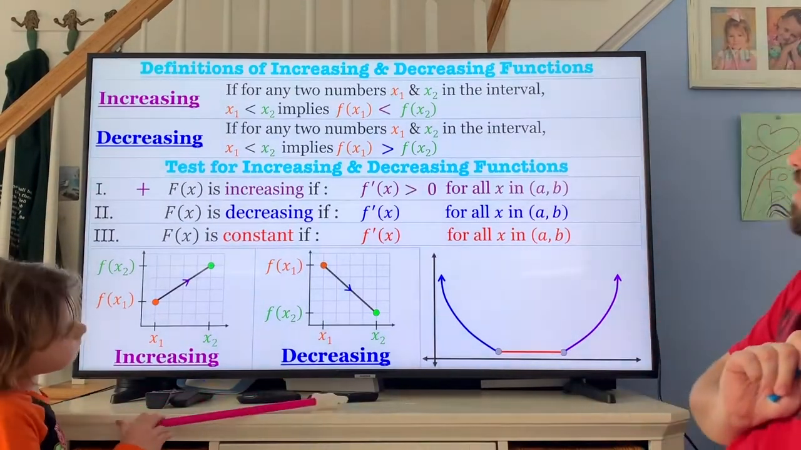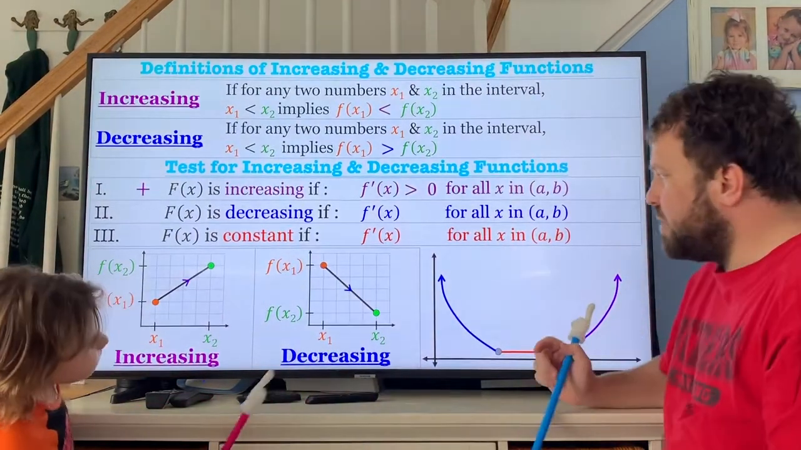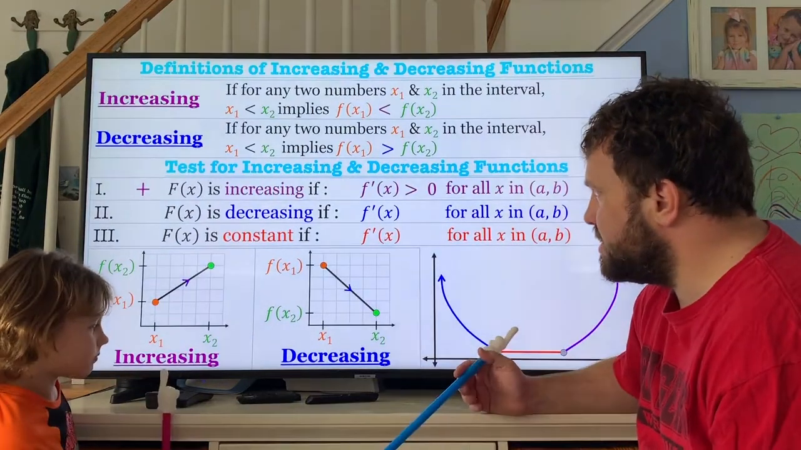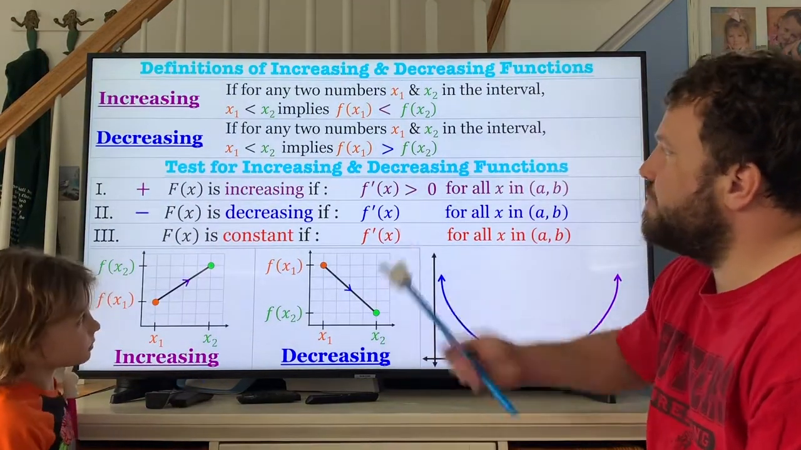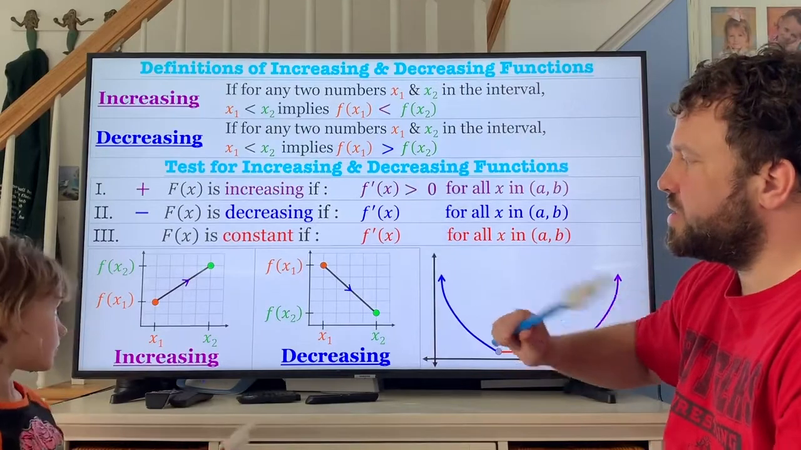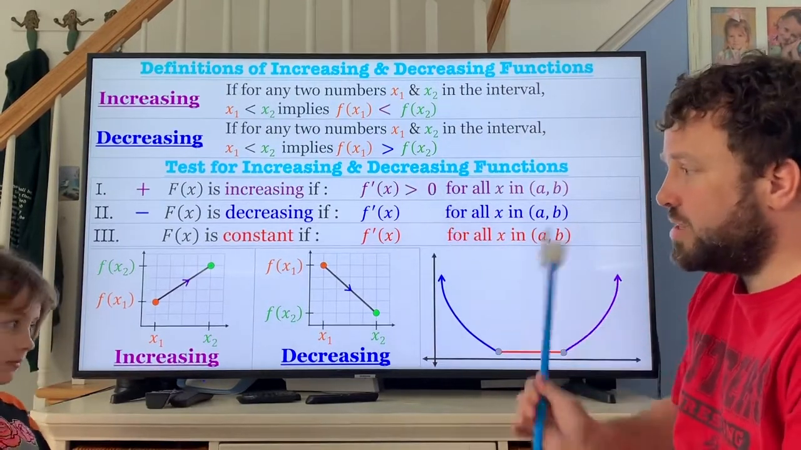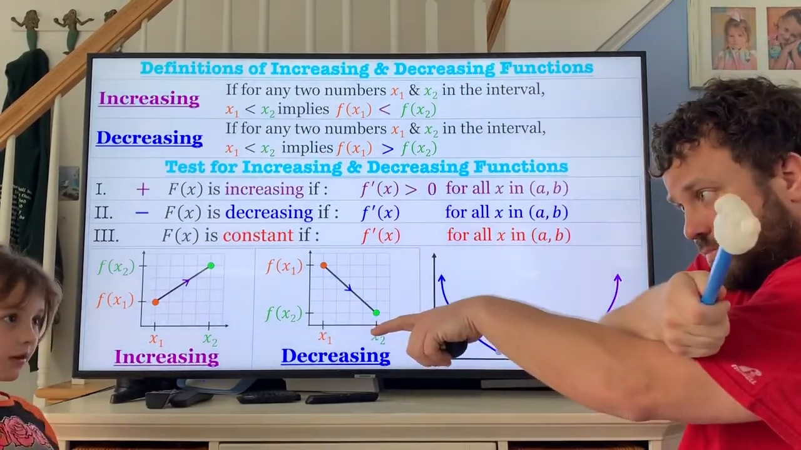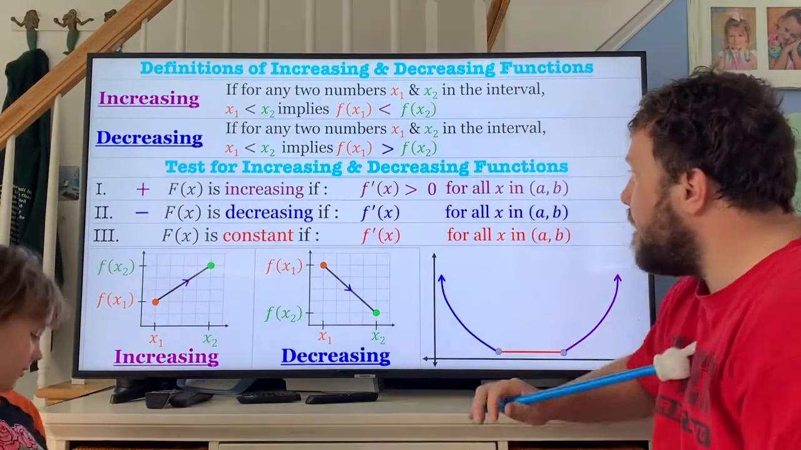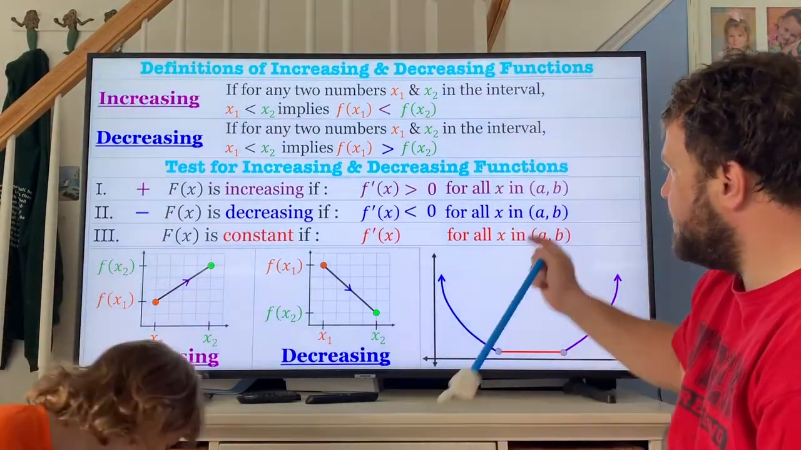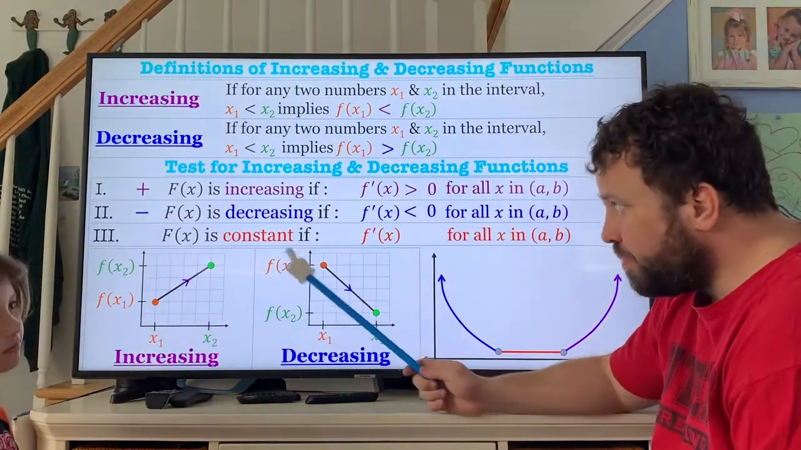Greater than 0 for all x in (a, b). So that means that it's always going to be higher than 0. If it's negative, if it's decreasing, the slope's going down. So it's not greater than 0, but it is less than 0 for all x in (a, b). And this is just an open interval.